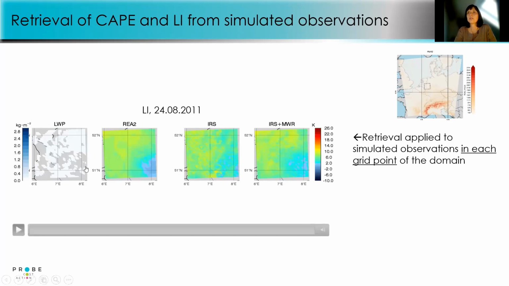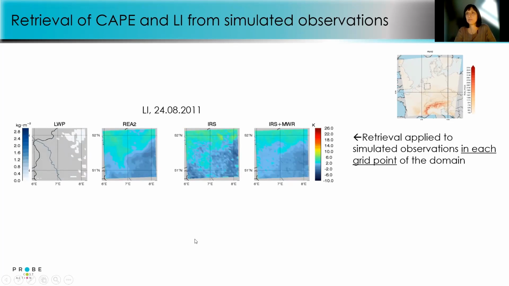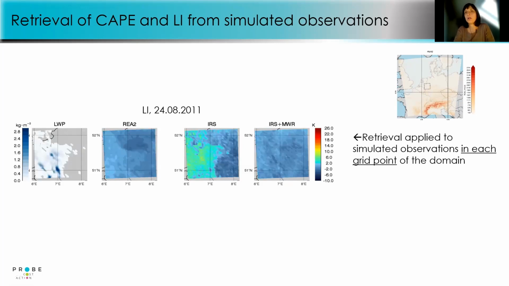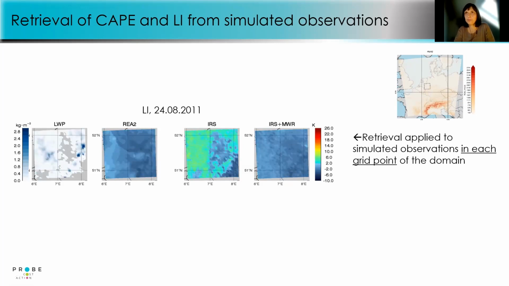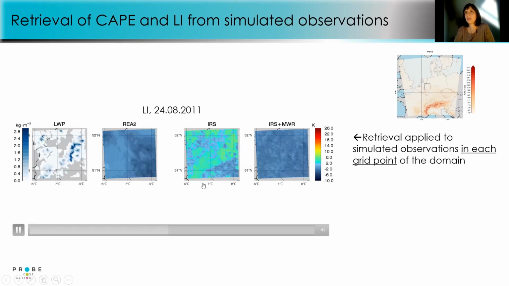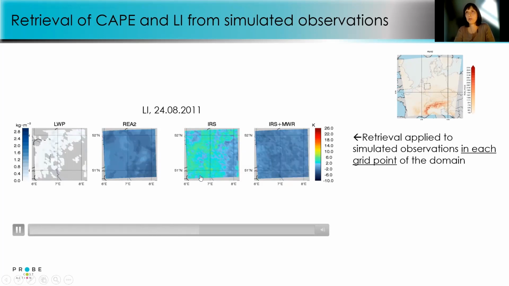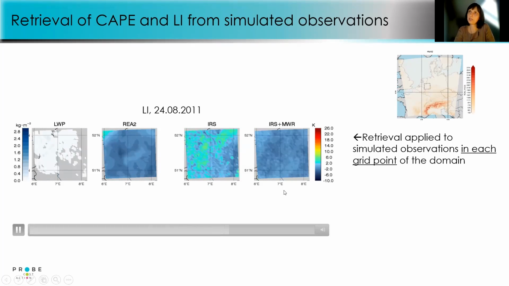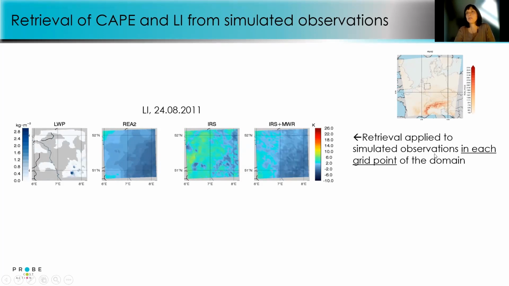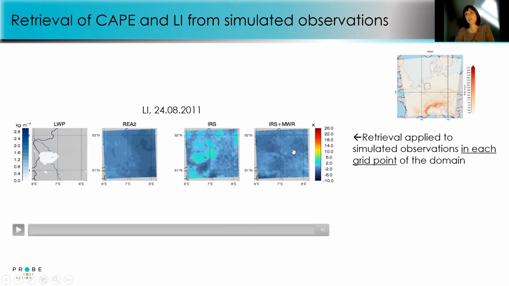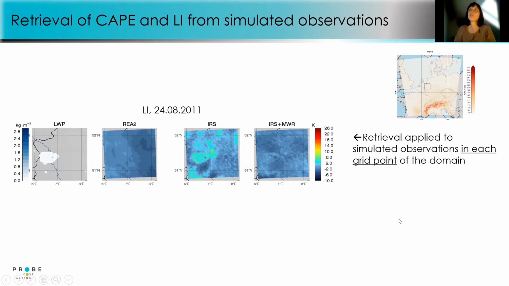For lifted index, we see a bit different picture. We can see that under clear sky conditions, IRS performs quite well, but when clouds appear, our infrared sounder basically sees clouds and cannot see the atmosphere below them. And synergistic retrieval in this case performs very well. And on these images, the retrieval is applied in each point of the domain. That means we assume that we have microwave radiometer every 4 kilometers. So these images show only the accuracy of the retrieval.